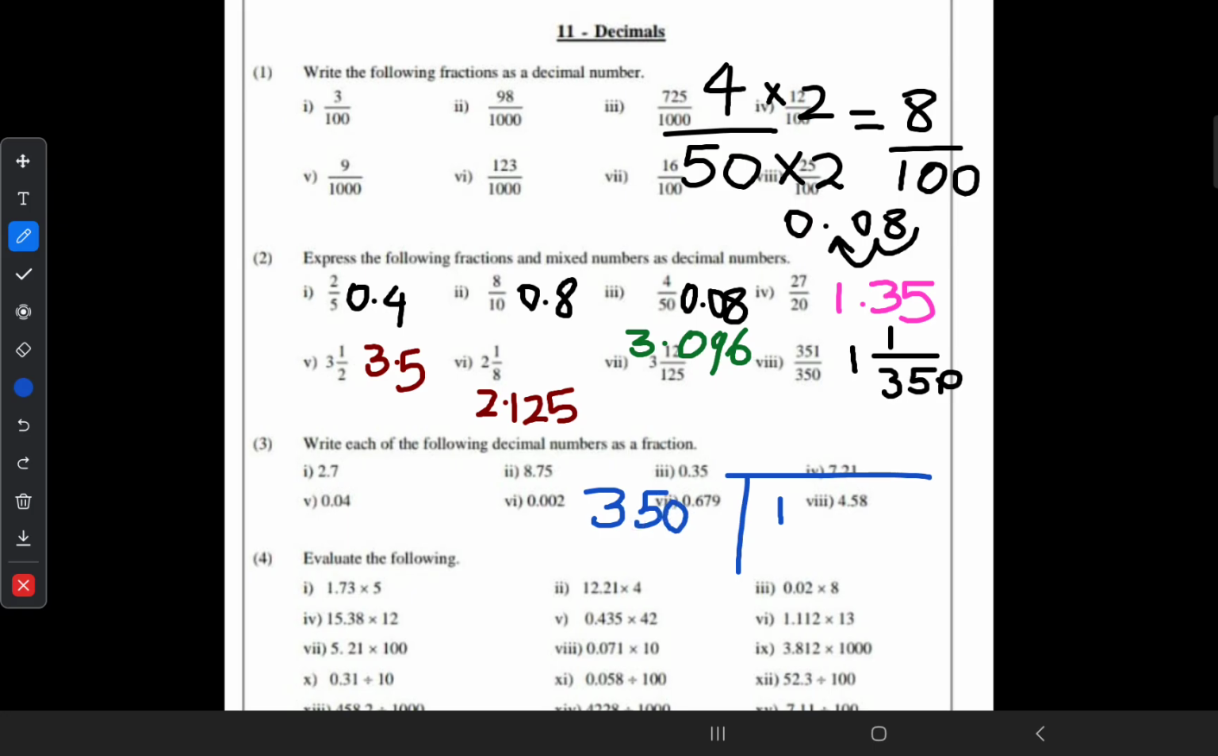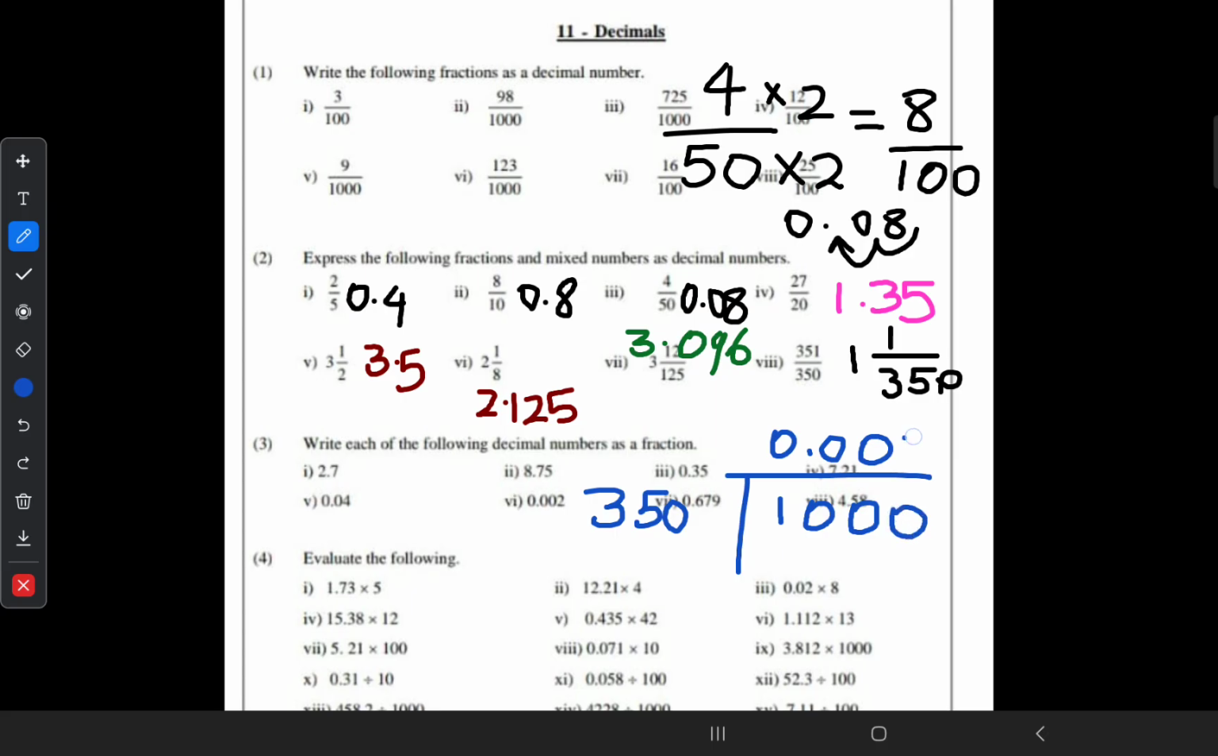Here in 1, there is no 350. So you should place your 0 here and place a decimal. When you place a decimal here, now you can lend zeros from outside. First, let's lend 1 zero. In 10, there is no 350. Here also you should place a 0 and lend another 0 from outside. In 100 also there is no 350. Again place a 0 and lend one more 0.